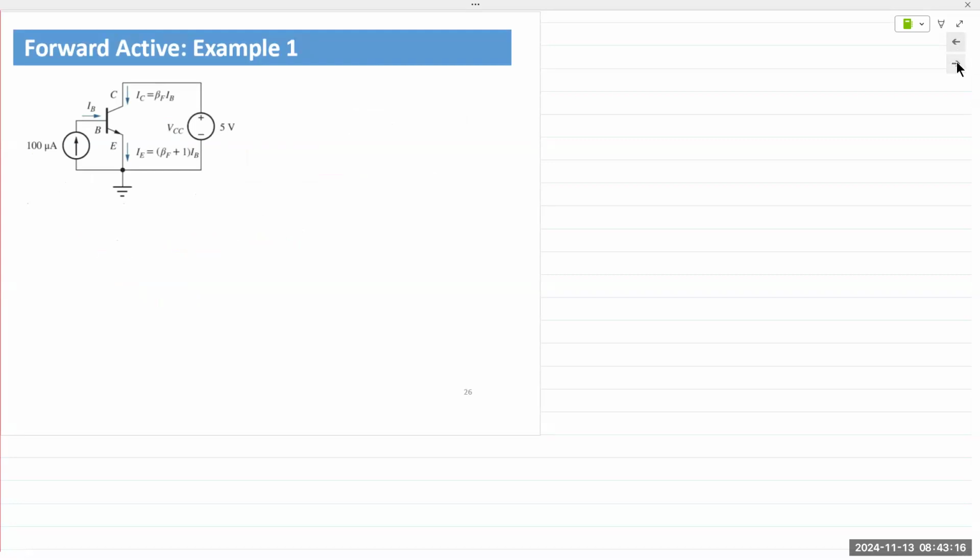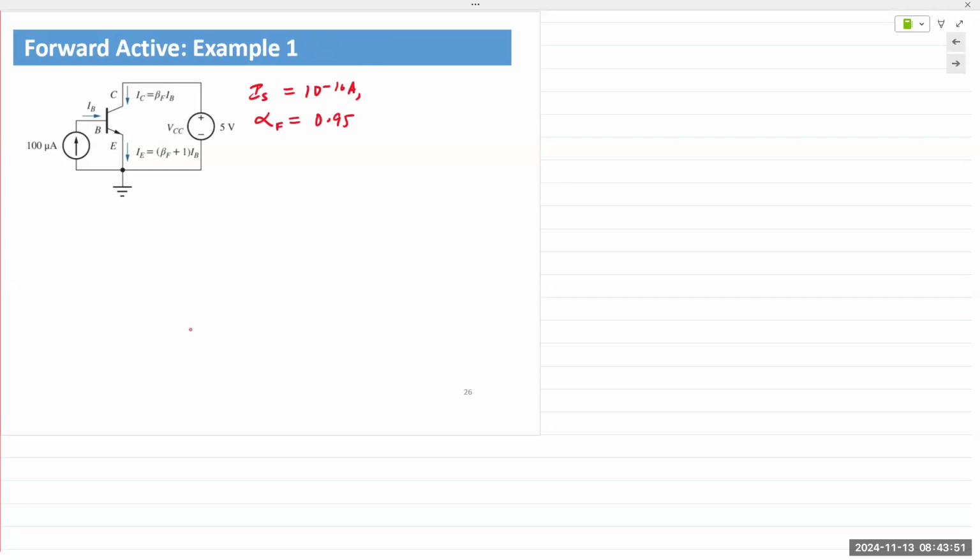Some values are given to us, and we are asked to determine the other values. So what is given to us? IS, the saturation current, is given as 10 raised to minus 16 amps. Alpha is given to us as 0.95. Alpha is the ratio of the collector current to the emitter current, as a reminder. And again, since it's forward active mode, we can put a subscript of F in there.